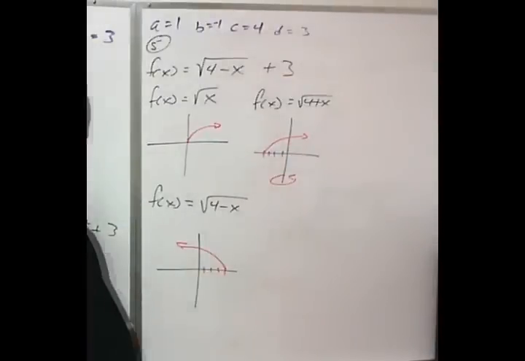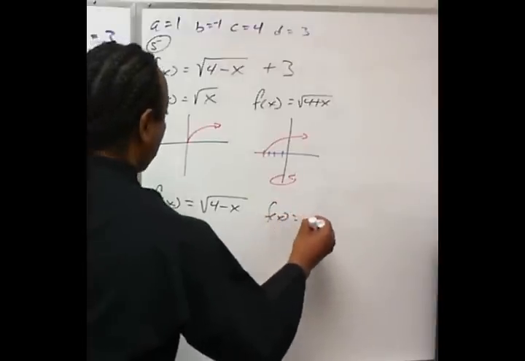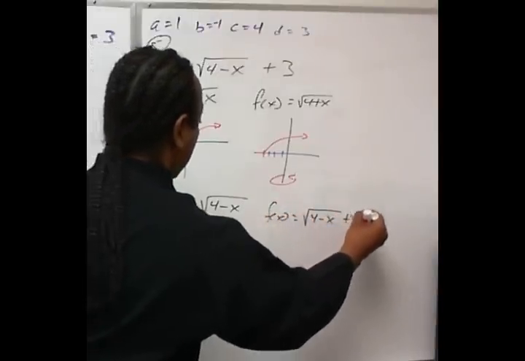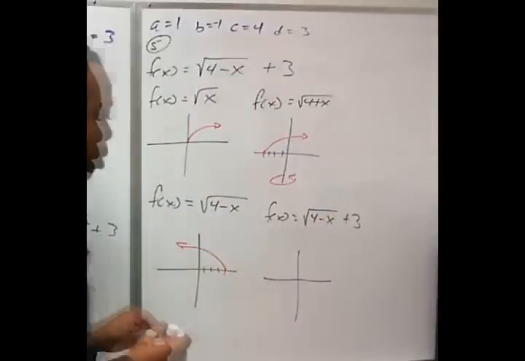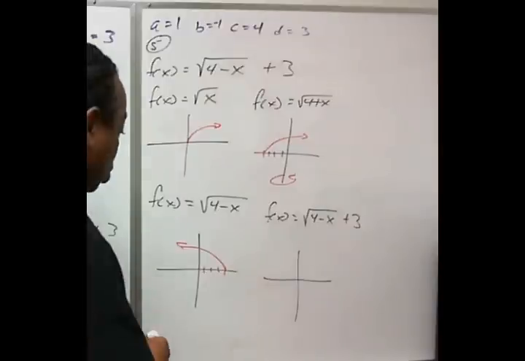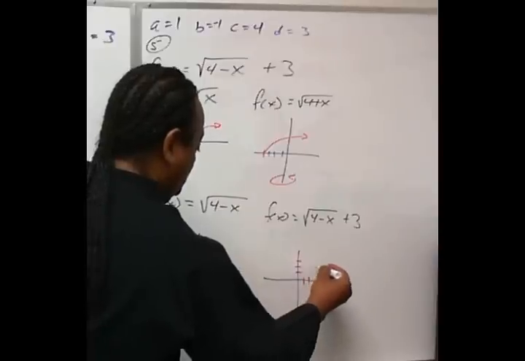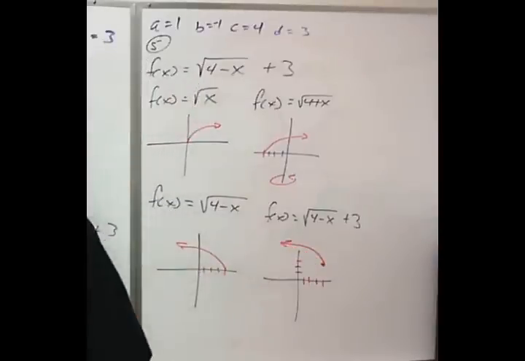Okay. Finally, we're going to put our d parameter on. So we have f of x equals the square root of 4 minus x plus 3. Now with plus 3, it raises everything 3 times. The d parameter, if it's positive, everything goes up 3 times. So we'll have 1, 2, 3, 4 out, but 1, 2, 3, 4 up. And this is our final graph.